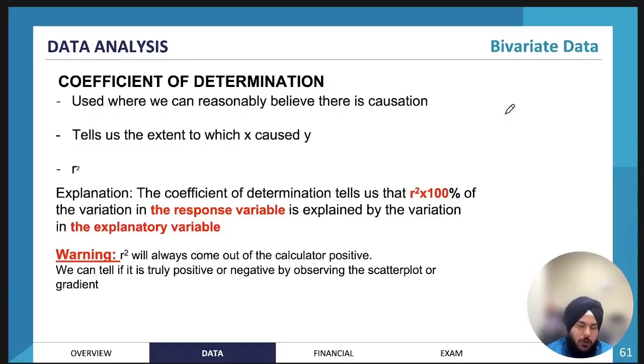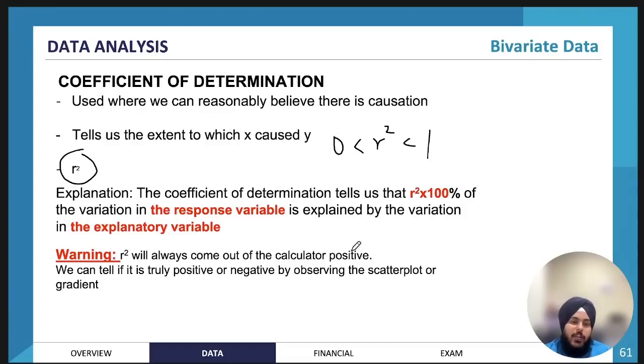Okay, so now we'll move on to the coefficient of determination. The coefficient of determination is literally just r squared. So whatever the Pearson's correlation coefficient was, is just going to be that squared. And because the r value is being squared, the r squared value is always going to be positive, but it's always going to be between 0 and positive 1. It's not going to be greater than that.